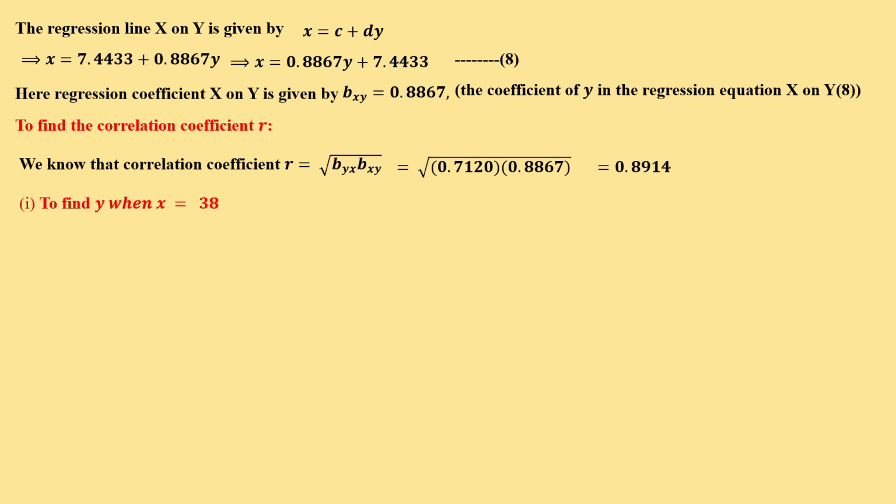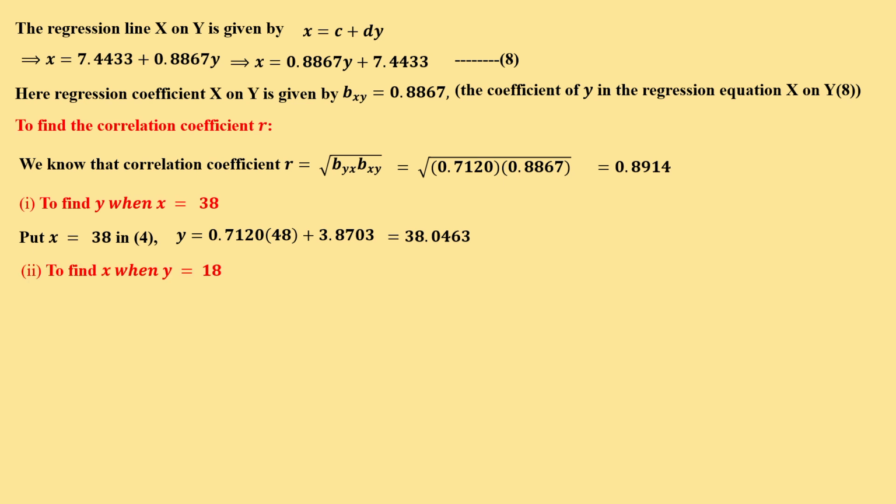0.8914. So to find y when x is equal to 38, put x is equal to 38 in equation number 4. So y is equal to 0.7120 into 38 plus 3.8703. So 38.0463. Second one, to find x when y is equal to 18, put y is equal to 18 in equation number 8. So x is equal to 0.8867 into 18 plus 7.4433. So you will get 23.4039.